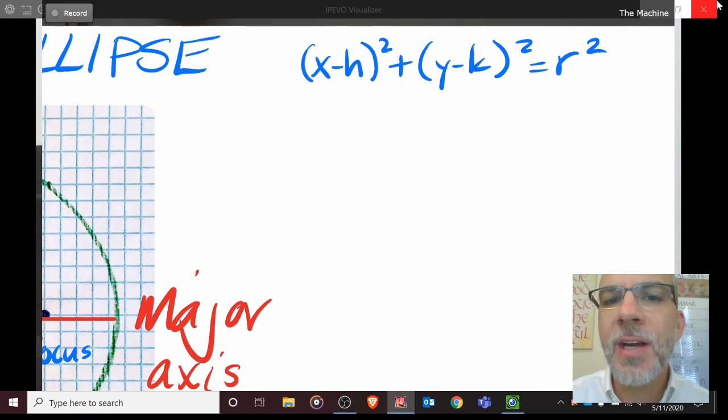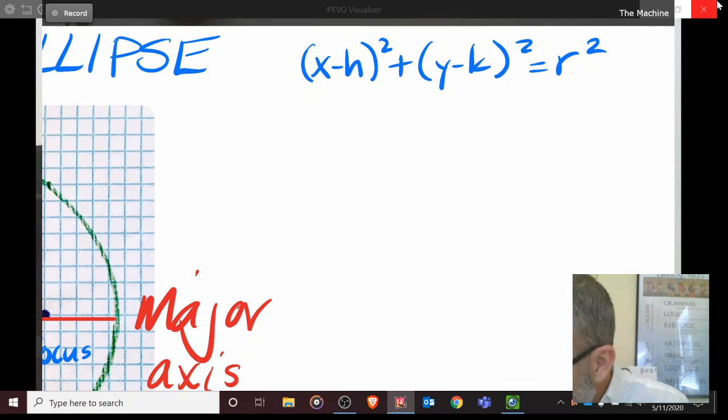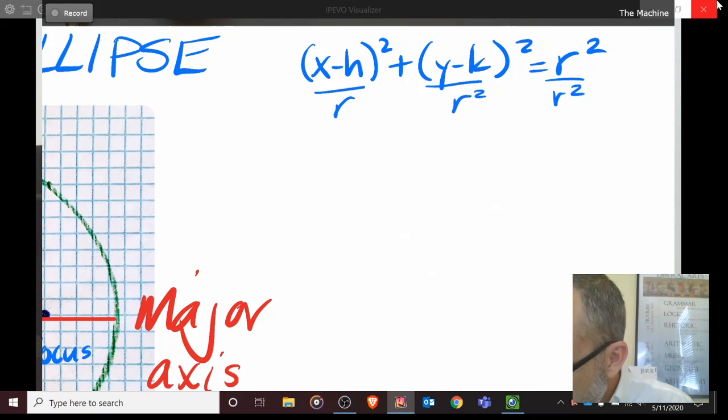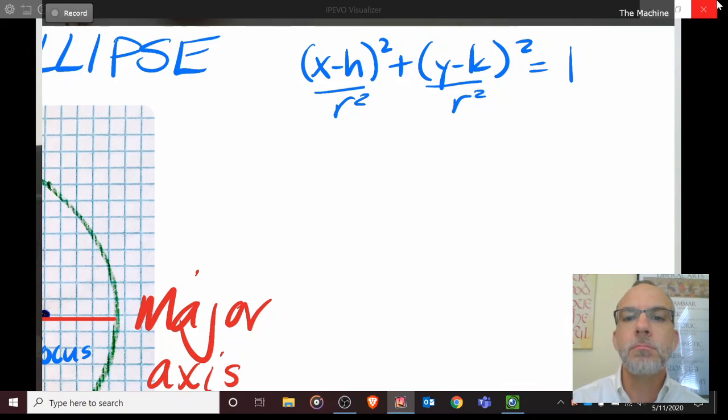What would happen if I took this circle and I divided everything through by radius squared? Divided by radius squared, divided by radius squared. This over here would change into 1. That's not normally how you write the equation of a circle, but it gives us a starting point.